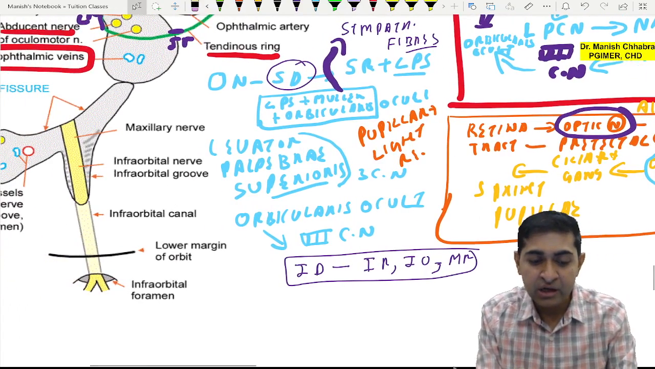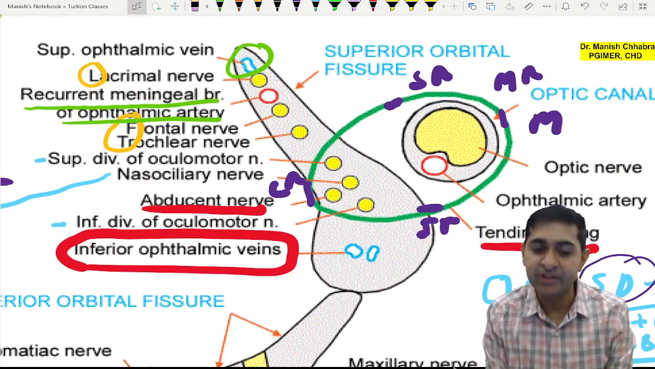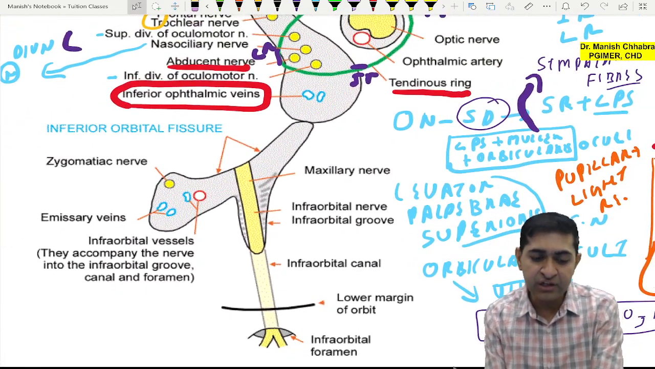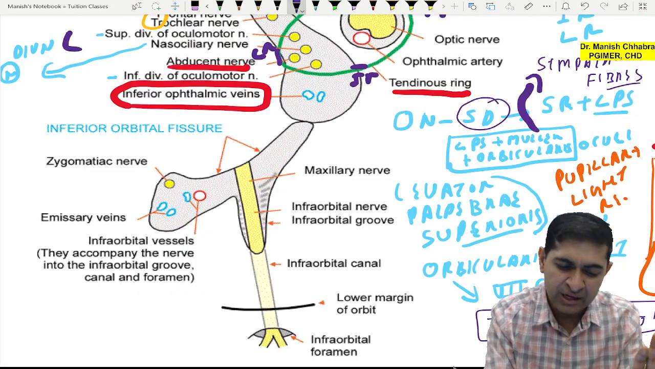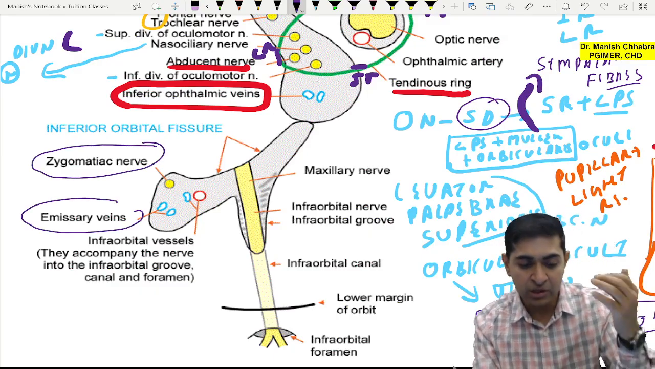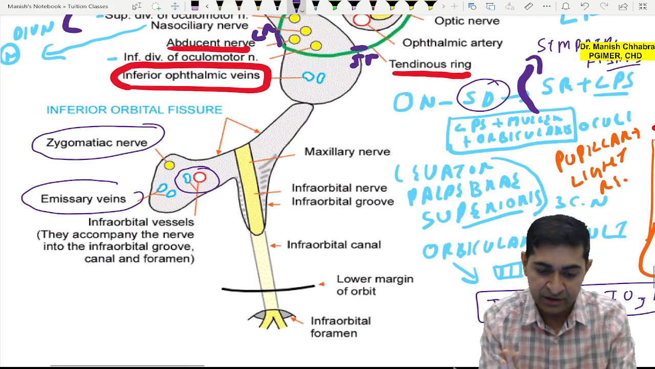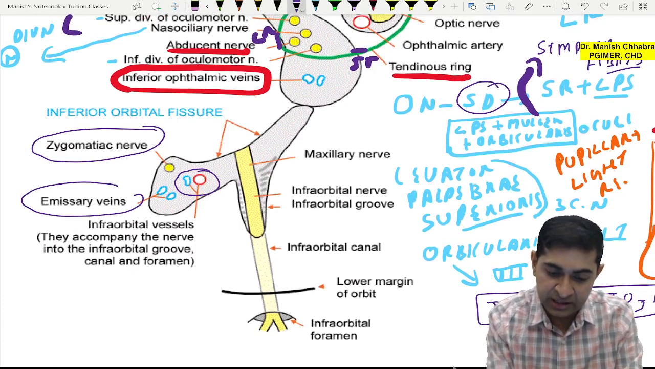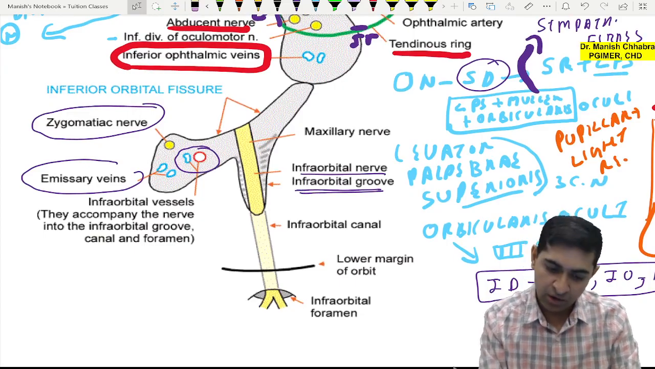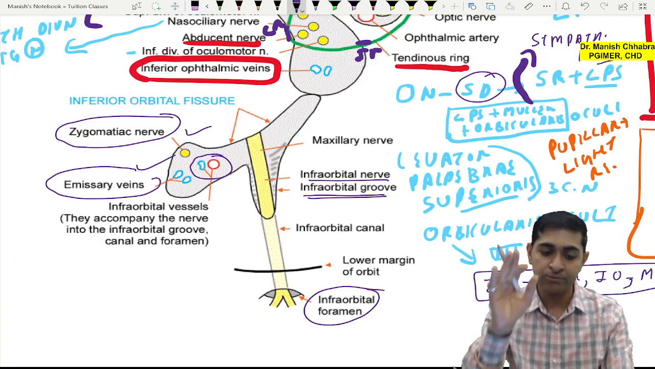So this is about the anatomy of the connection between the orbit and the cranial cavity. And I told you that there is the inferior orbital fissure, and you just need to do a little bit of touch and go for the structures which pass. That is your zygomatic nerve, emissary veins which are going out, and infraorbital vessels. Infraorbital vessels include one artery and one vein. And for the nerves, you can see that there is the infraorbital groove from which there is passage of the infraorbital nerve. Okay. All right. So we need to understand the zygomatic nerve, emissary veins, and infraorbital vessels.